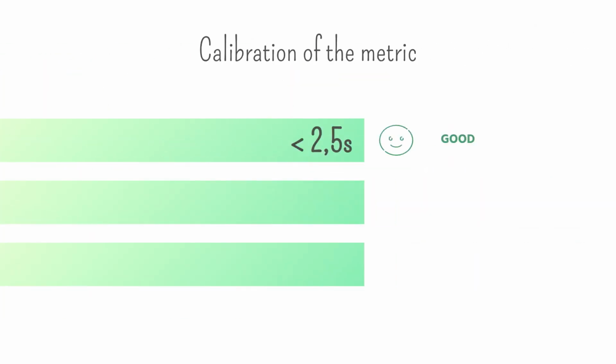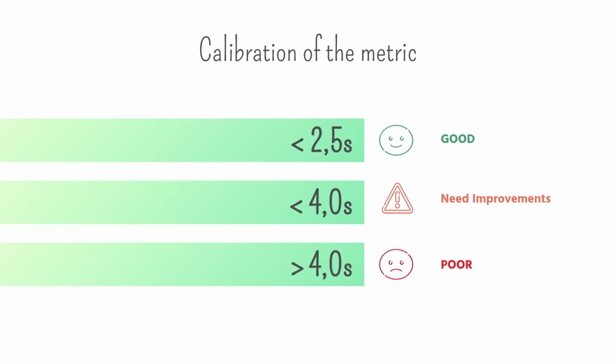If your score is less than 2.5 seconds, your LCP score is good. If it's between 2.5 and 4 seconds, your LCP score needs improvement, and if it's above 4 seconds, your LCP score is very poor, and maybe the whole architecture of your application must be reviewed. A lot of work must be done to fix this metric.